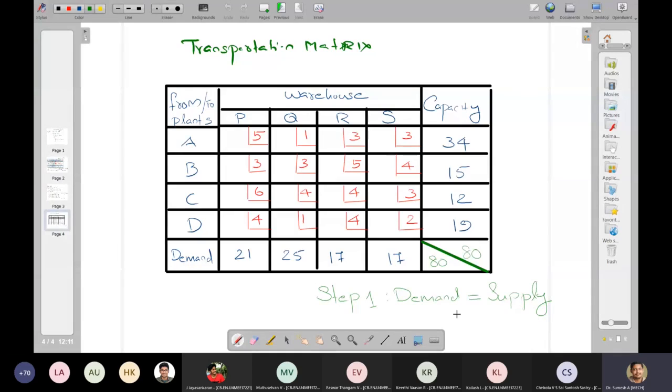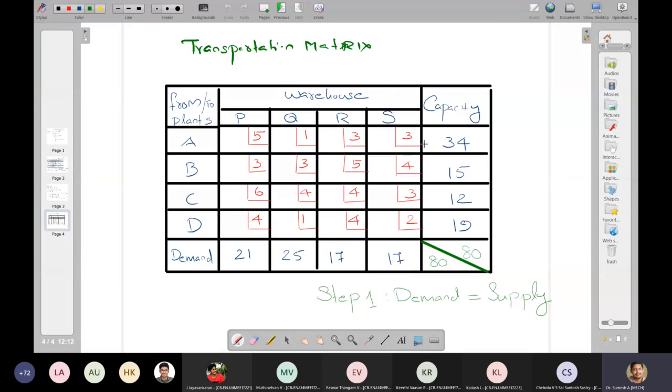If the demand is not equal to supply, what will you do? You have to add either a dummy row or a dummy column, and whatever the unallocated capacity or demand is, you have to provide it there. A dummy row or column will have cost elements equal to 0.